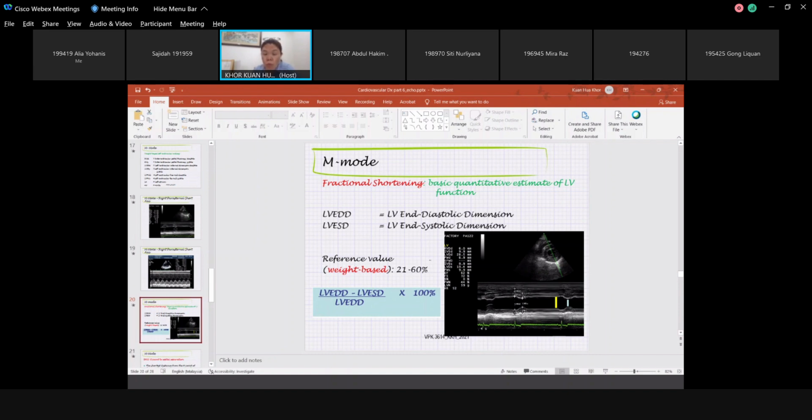What is more important for you to remember is it is based on the weight of the patient. That's one thing. And the contractility may range from 21 to 60. But for me, anything less than 25 in a dog refers to poor contractility. Anything less than 30 in a cat is poor contractility.